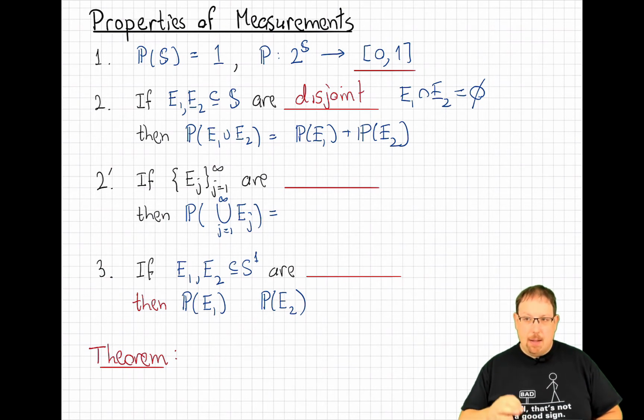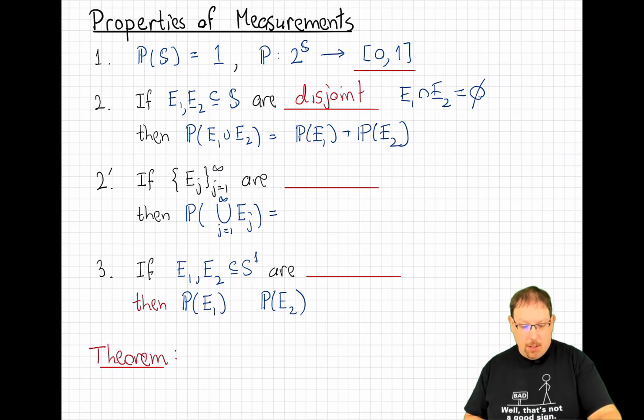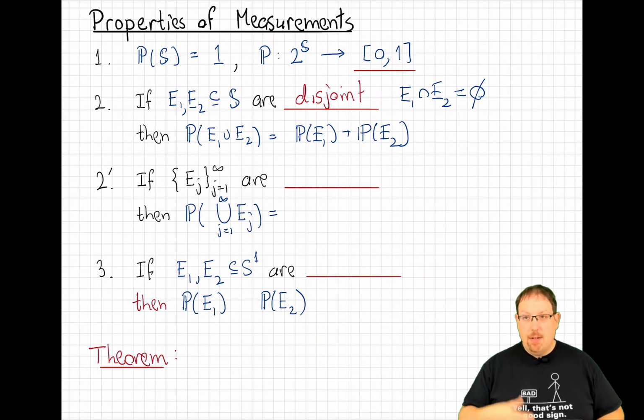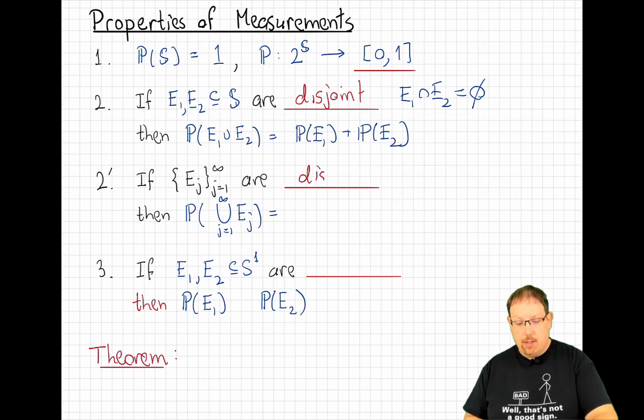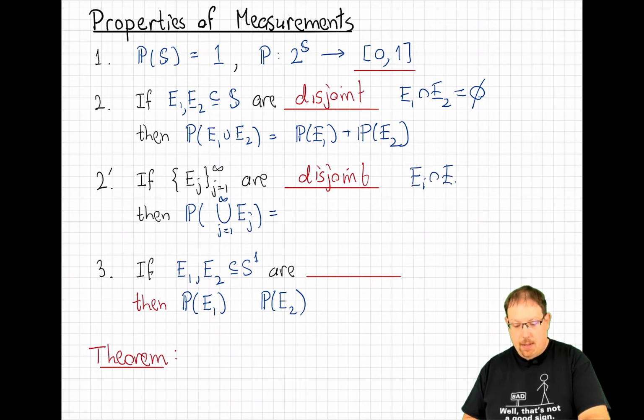It seems like a mild generalization, and one that ought to be true, that we should be allowed to take countably infinite unions as well. So I'm going to call that property 2 prime here. And that is, suppose I have an infinite sequence of subsets that are all disjoint from each other. If we want to be precise, that means that for any pair of them, their intersection is empty.